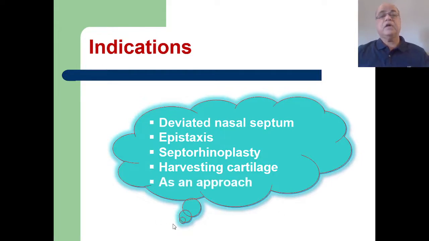Then if we have to approach the sphenoid sinus, for example, or the Vidian nerve, for vasomotor rhinitis, we have to do, for example, Vidian neurectomy, or we have to approach the pituitary gland through this transseptal approach. Then as an approach we have to do the septal surgery. So these used to be indications for SMR.